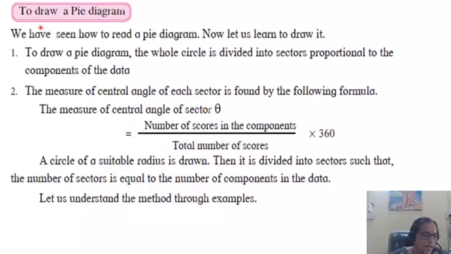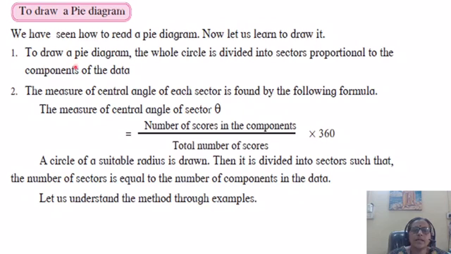To draw a pie diagram, a circle of suitable radius should be drawn. Divide the circle into sectors such that the measure of the central angle of each sector is proportional to the number of scores in its corresponding component in the data. Now we have seen how to read a pie diagram. Let us learn how to draw that.